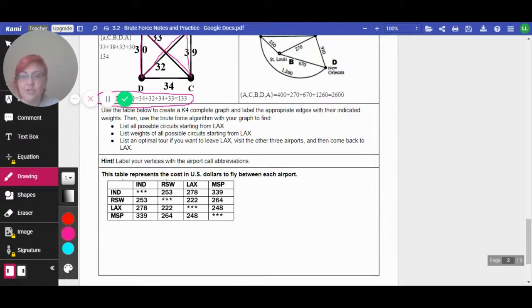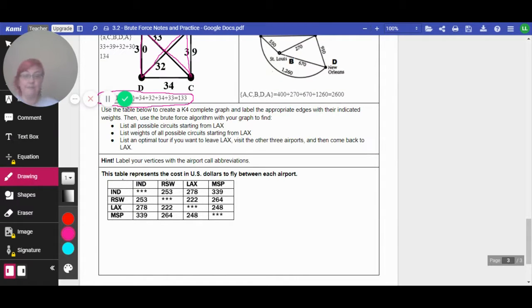Use this table to create a K4 complete graph and label the appropriate edges with their indicated weights. Then use the brute force algorithm with your graph to find all possible circuits starting from LAX, the weights of all possible circuits from LAX, and an optimal tour if we want to leave from LAX, visit the other 3 airports, and then come back.